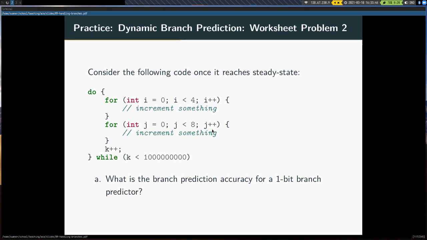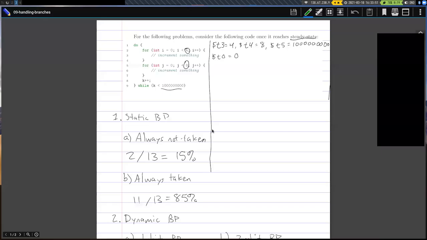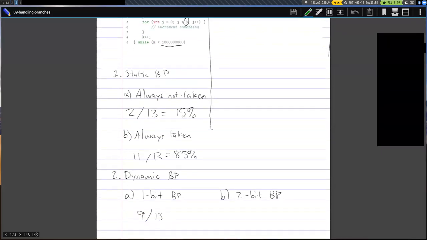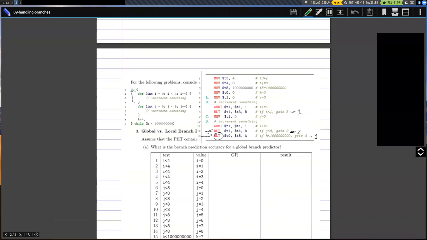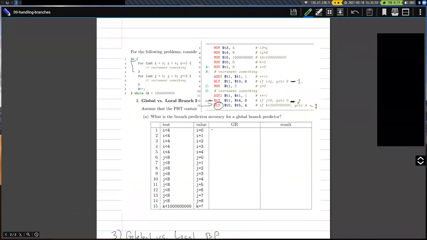I incorrectly stated that the branch predictor is global, and therefore you'd get a misprediction here only on the second, and then you'd also get a misprediction here. That's not right. Let me pull this out and erase that, so I can show you the correct thinking here.